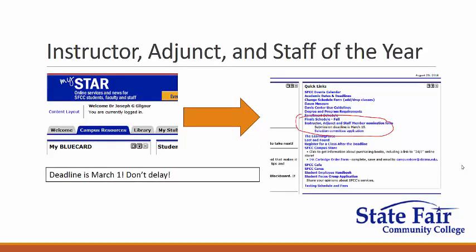Instructor and Adjunct are both teachers in the classroom. The Instructor of the Year would be for a full-time faculty member. Adjunct of the Year would be a part-time faculty member. So you may not know the difference when you're in class, whether they are full-time or part-time. There are a couple of ways you can find out. The first way is you can ask them. They'll tell you, it's not a secret.